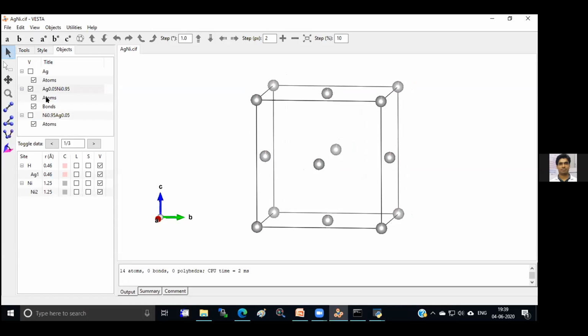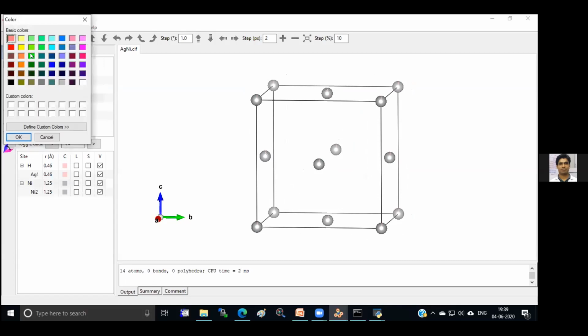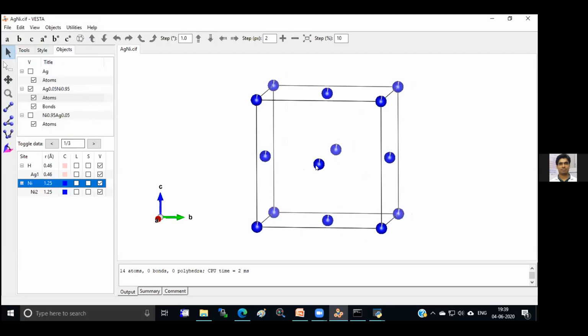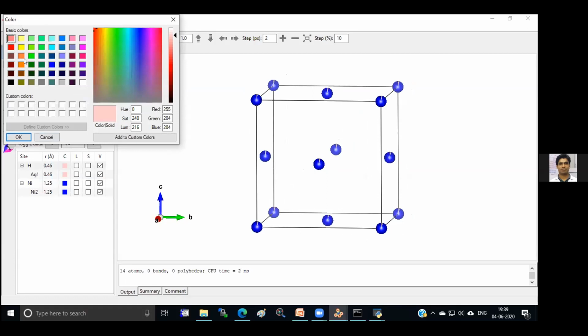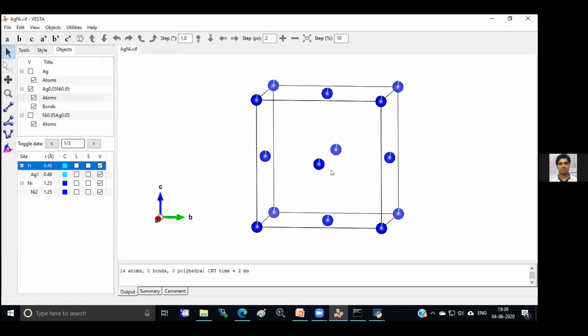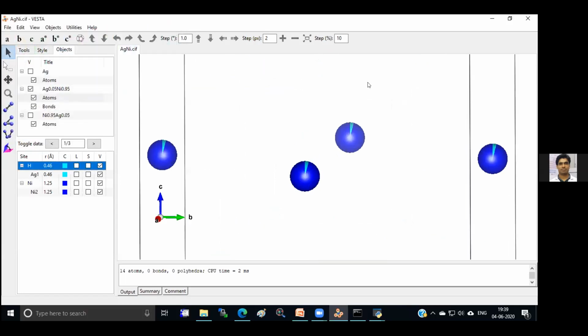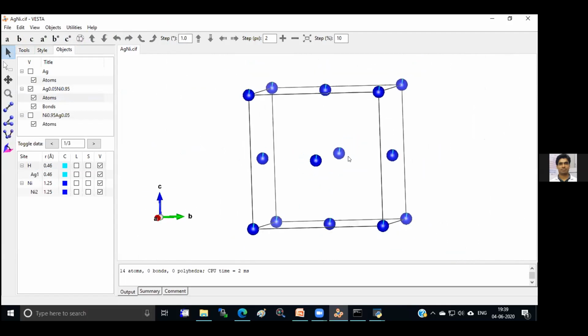By selecting an atom, you can change the color of the atom here. If I change the nickel color to blue, you see nickel is almost 95%, and the 5% portion that is pink defines the silver atom. The silver atom I am putting in cyan color. So this is the crystal structure.